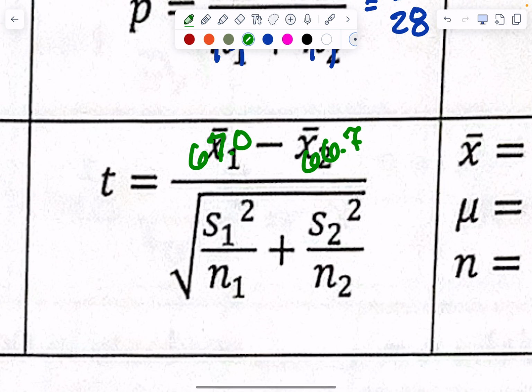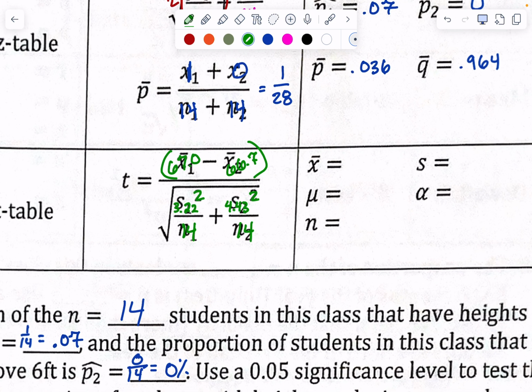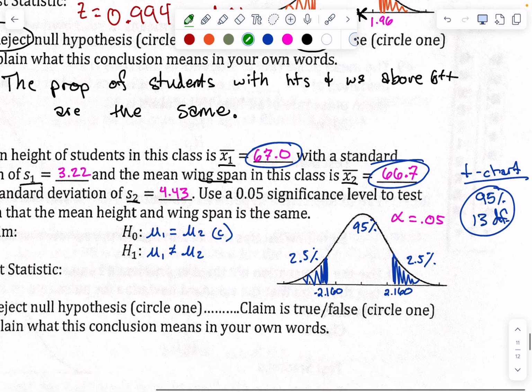S1 is 3.22. S2 is 4.43, and squared, 4.43 squared, and 14 and 14. Don't forget to square the whole bottom and put parentheses around the top, and you get what? I'm working on it. You want a fraction? And then this, and then this, and then this.